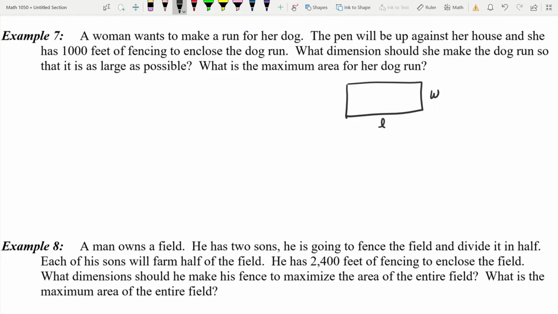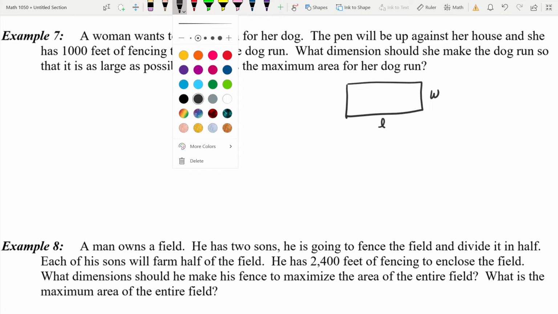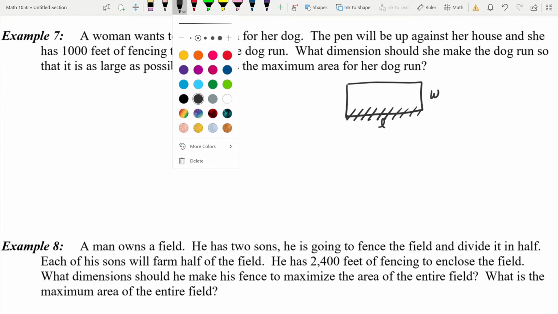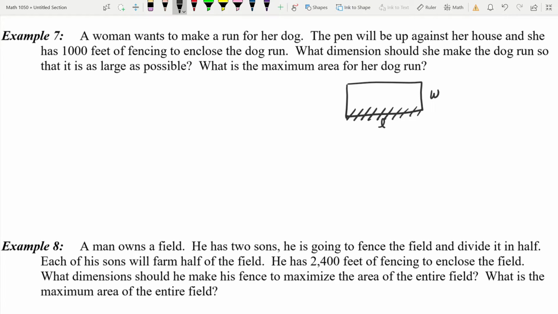It's up against a house. Take your pencil and I want you to go like this. So I want you to put her house right there. Always put the house or the river or the barn or whatever it is right at the bottom. Make it easy on yourself, okay? So if the right is W, then the left is W. If the bottom was L, then the top is L, okay?